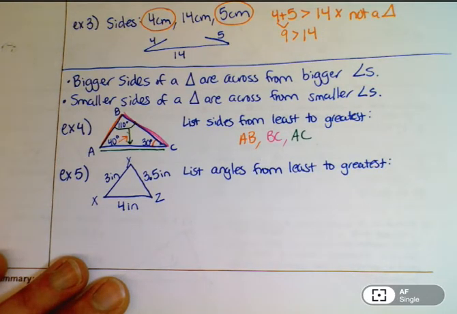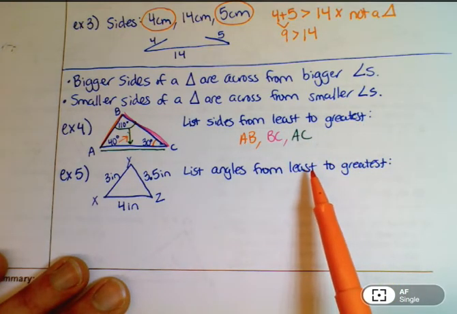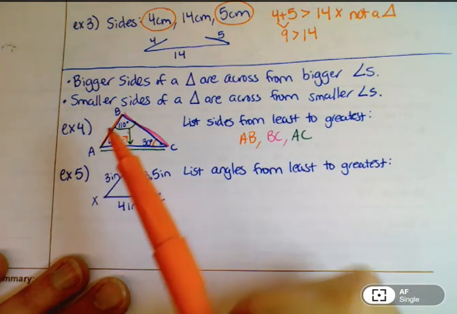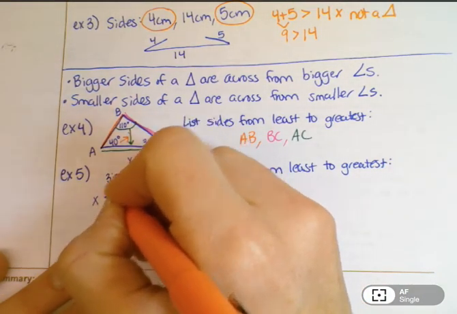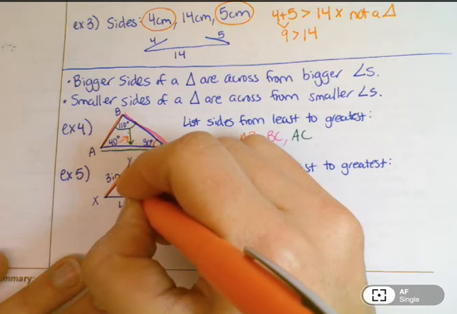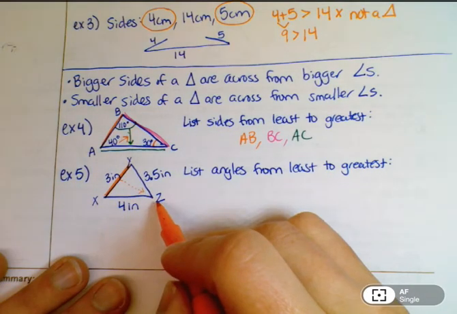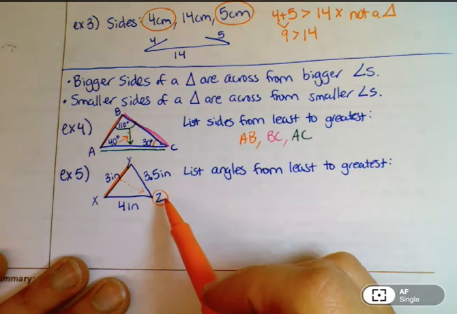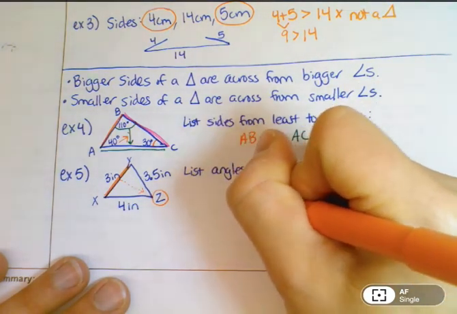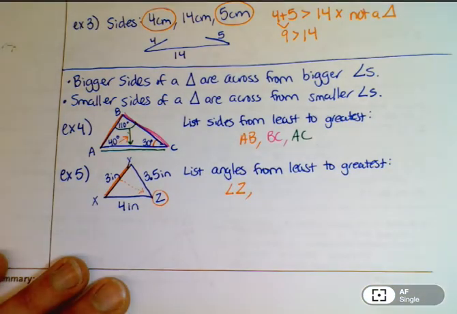So here, it's really the same thing, right? Bigger sides are across from bigger angles, smaller sides are across from smaller angles. So to find the smallest or least angle, we want to look for the smallest side. And so our smallest side, we have 3, 3.5, and 4. So this is our smallest side, and that is across from angle Z. If this is our smallest side, this is our smallest angle. So Z would come first, and we could say angle Z.